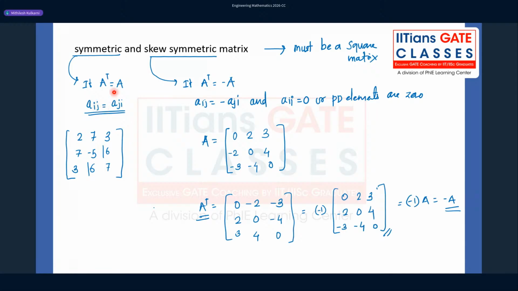Aij is equal to Aji. If you talk about, like, Aij means A12 is equal to A21, A13 is equal to A31, A23 is equal to A32. If Aij is equal to Aji, you call it a symmetric matrix.